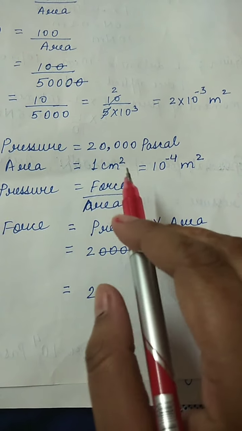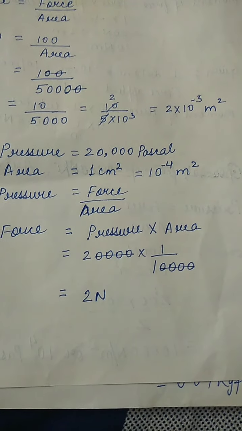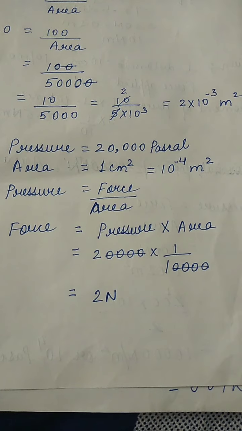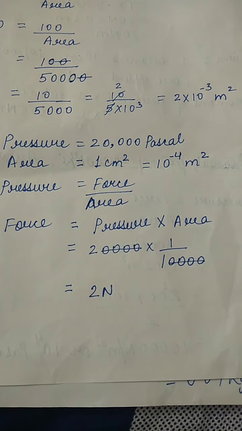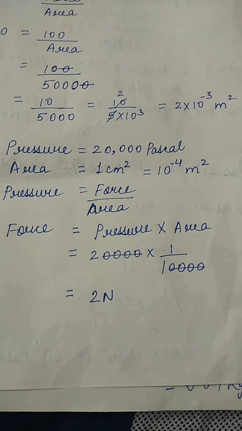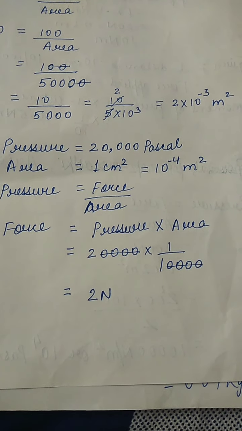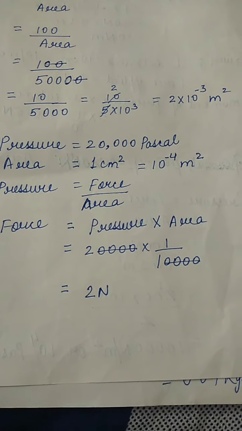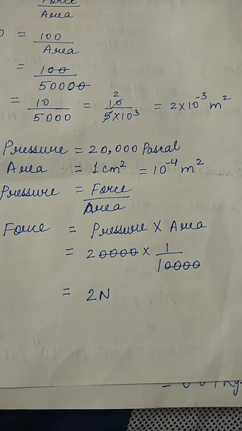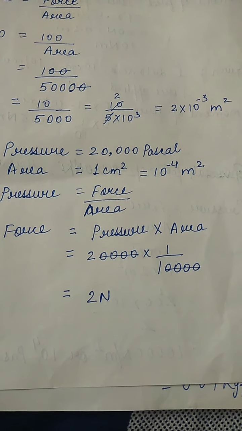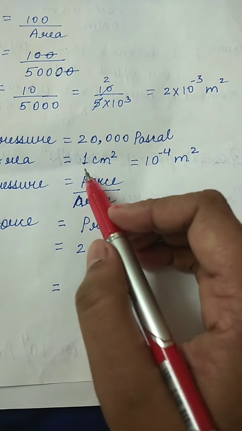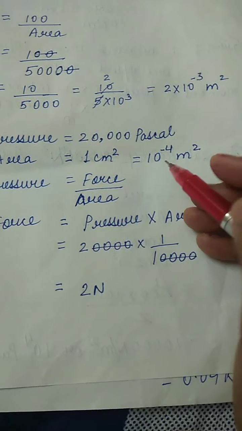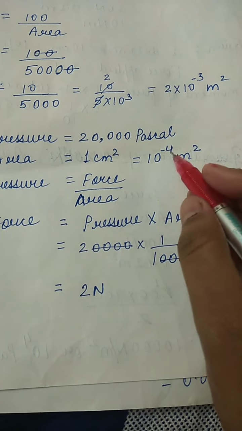Because 1 meter is equal to 100 centimeter. So 1 meter square will be 10 to the power 4 centimeter square. So 1 centimeter square is equal to 10 to the power minus 4 meter square.